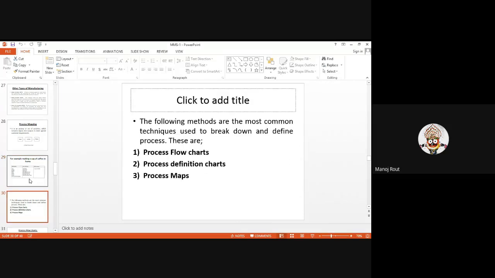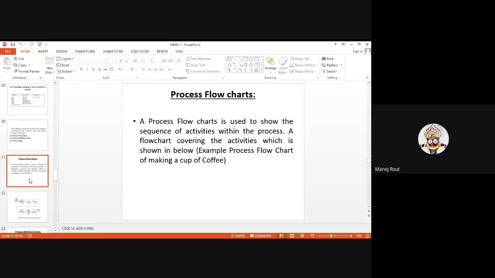Similarly, go to the next slide. The following methods are the most common techniques used to break down the defined process. These are the process flow chart, the process definition chart, and the third one is process maps. So we will discuss them one by one. Going to the first one, the process flow chart. A process flow chart is used to show the sequence of activities within the process.